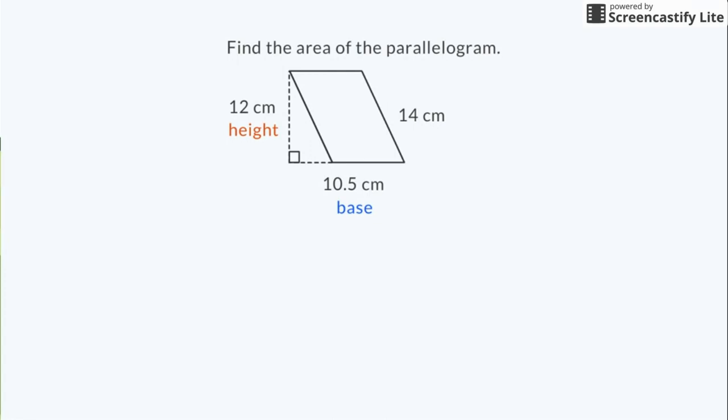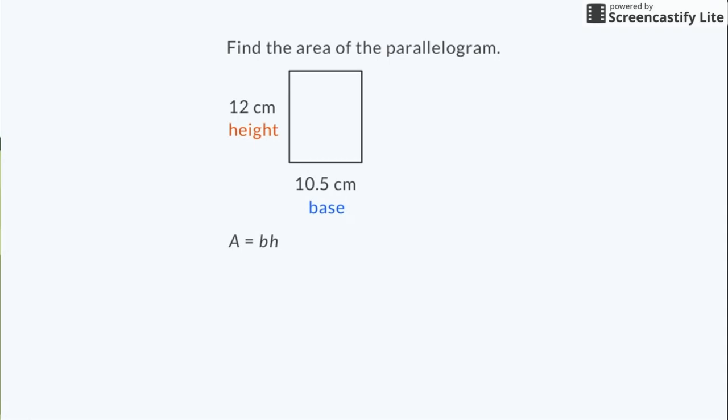I will use the formula for area of a parallelogram. Area equals base times height. Again, this is the same formula as a rectangle, because I can move a section of the parallelogram to create a rectangle. I do not need the measurement of 14 centimeters when solving for the area of the parallelogram, because this is not the height, it's the length of the side, which is on an angle. The height must always be perpendicular to the base.